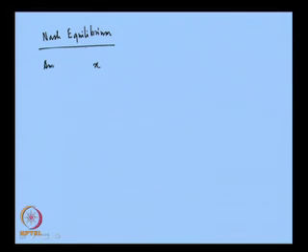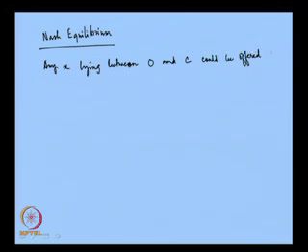And our claim is the following, that there could be an infinite number of x's. So, any x lying between 0 and c could be offered by player 1 in a Nash equilibrium.